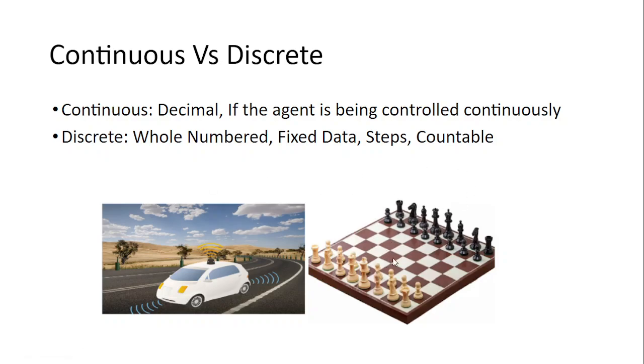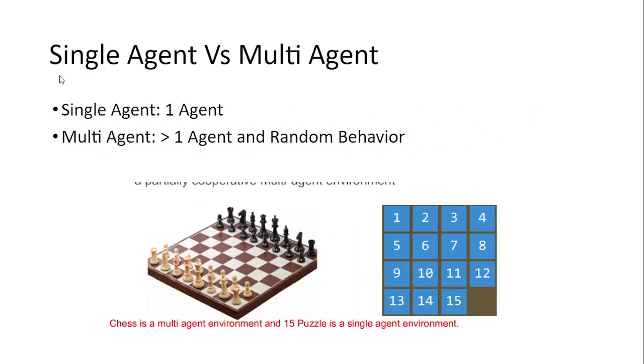It's always in the form of steps, then it would be a discrete environment. Then lastly, we have single agent versus multi-agent. Single agent means one agent, multi-agent means more than one agent. And also, another thing to note is random behavior, right?